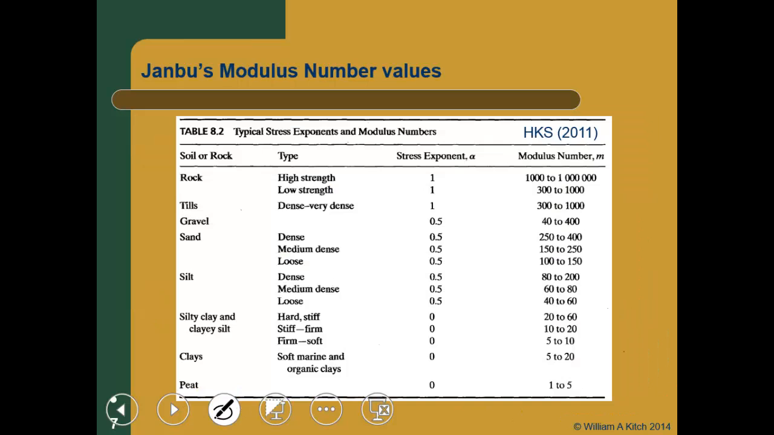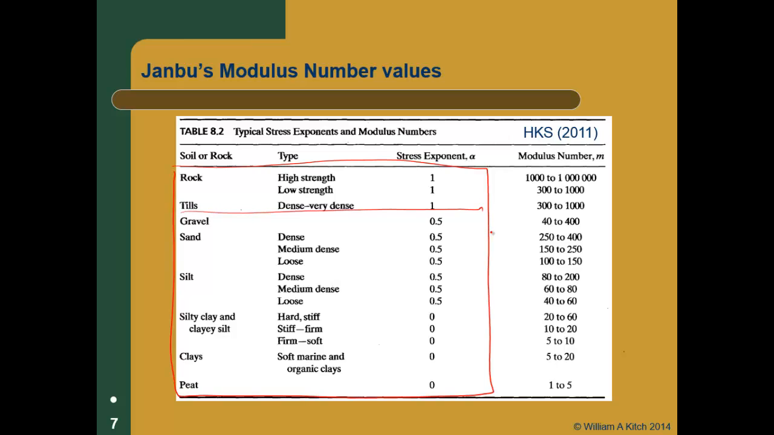All right, so this is just a table out of Holtz and Kovacs. The important part of this is that if you use this method, you're going to assume alpha based on whether the material is a rock, or well, what you should do is look at the stress strain curve, right? We already talked about plotting the linear stress strain curve, and if it looks linear in that region, then you can use an alpha of 1, which means you just have a constant modulus. In fact, you don't even use Yambu's method. You just calculate the constant modulus right off your data, right?